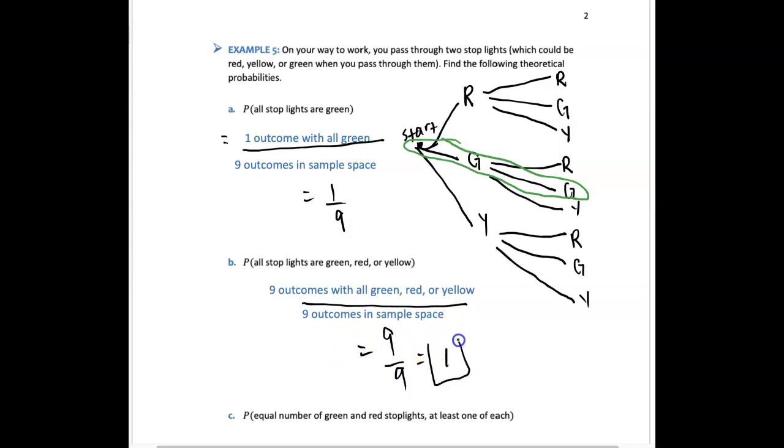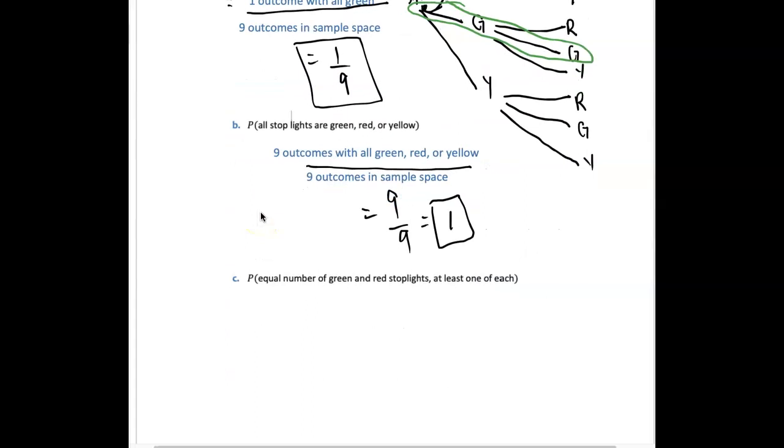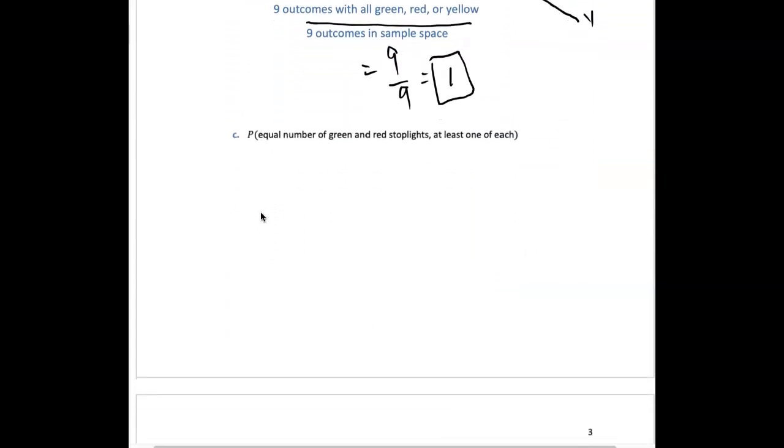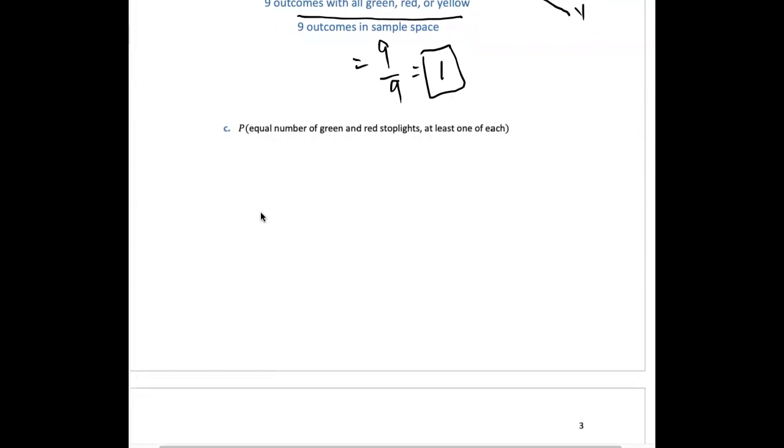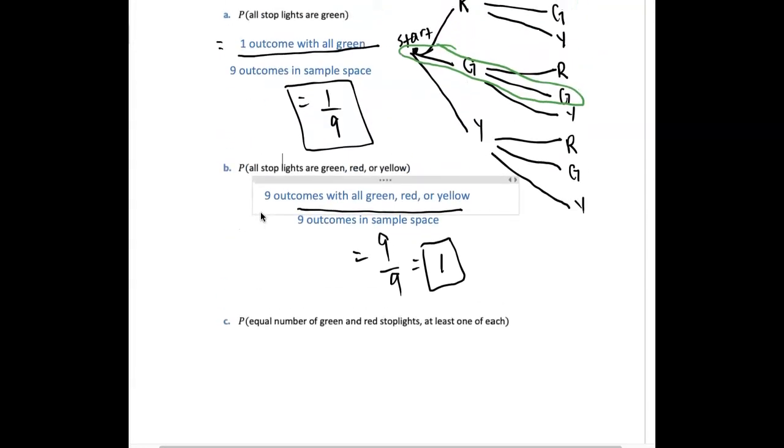You'll note that an event with probability 1 will happen all the time, right? All the time when you pass through those stoplights, they are red, green, or yellow. That's it. Okay, part C. Find the probability of an equal number of green and red stoplights, at least one of each. Okay, let me go back to our tree here.